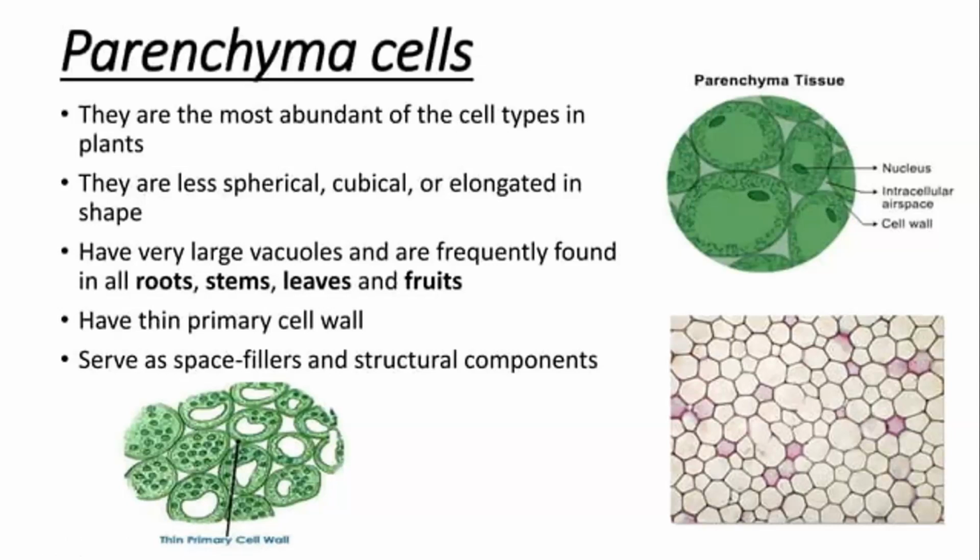Along with this, they also occur in the cortex region, pith region, pericycle of the stem and roots, mesophyll of leaves, pulp of the fruits and endosperm of the seed. They are also present in complex tissues like xylem and phloem. The parenchyma cells present in the xylem are called xylem parenchyma, and in the phloem, phloem parenchyma.